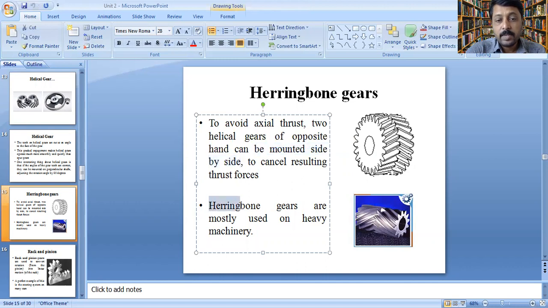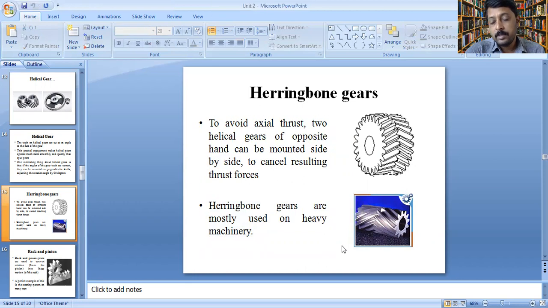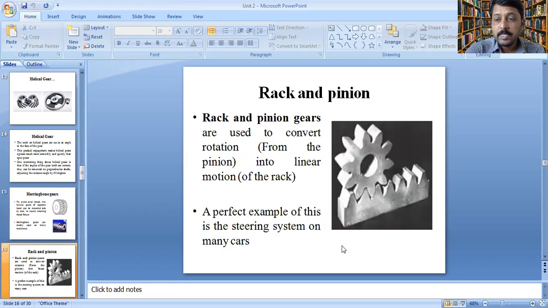So these types of gears are mostly used on heavy machinery. In the case of heavy machines, these types of gears are very widely used. The next one is a rack and pinion. The rack and pinion gears are used to convert rotation into linear motion. Whenever this pinion rotates, this rack will move from left to right or to and fro.